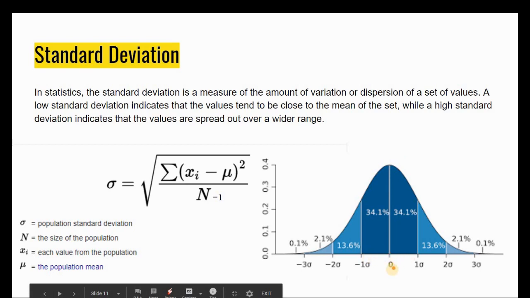Kaya makikita nyo, 0 is in the middle and then negative 1 sigma, positive 1 sigma equal yung distributions niya in the middle. Ganun din, negative 2 sigma, positive 2, you have 13.6 each. No? So, perfect yung iyong curve. Okay? Kasi normal ang standard deviation.